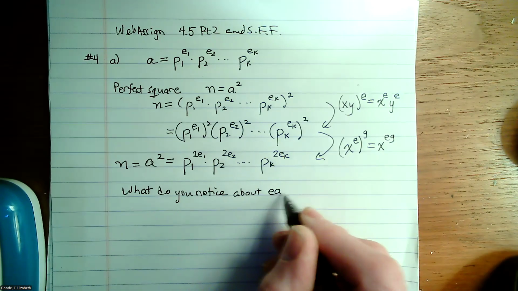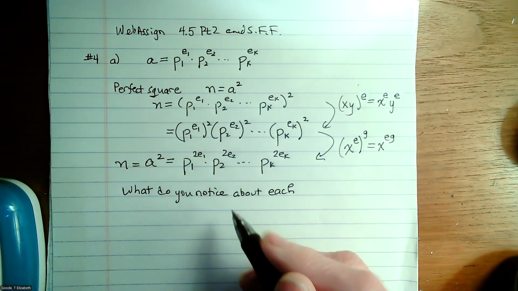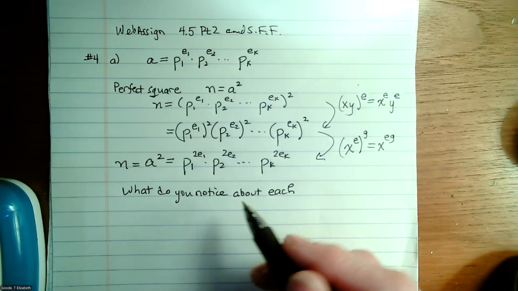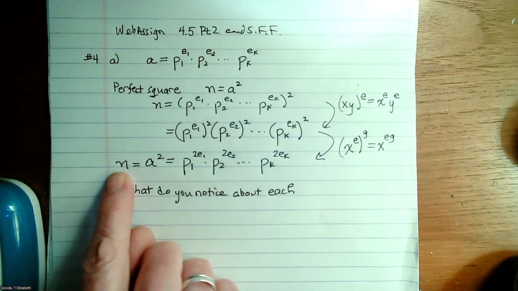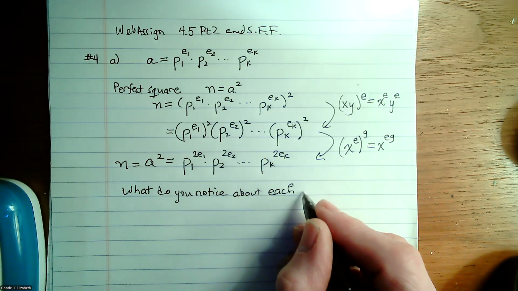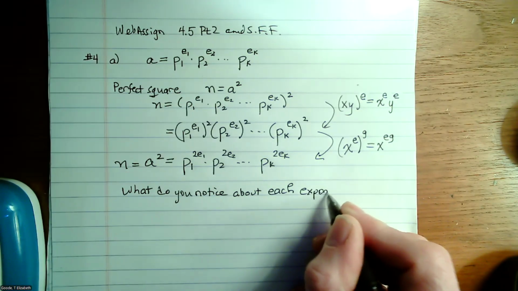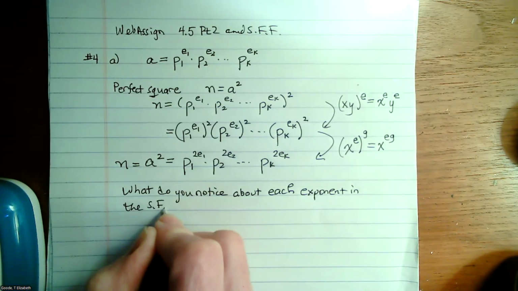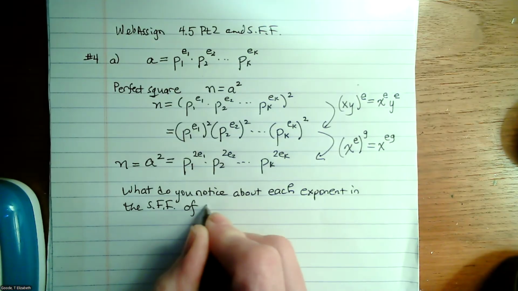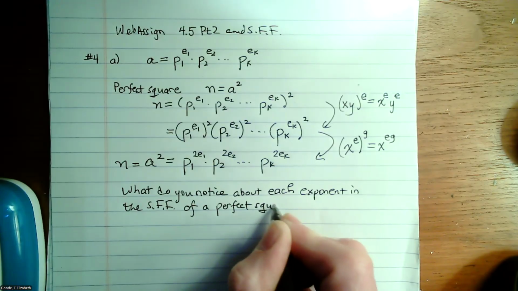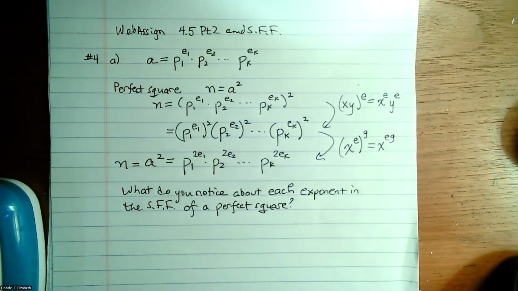It moves from lower to higher? Oh yeah, the primes sure do. We always write the primes in ascending order, but that's true whether or not the integer n is a perfect square or not. Do you agree? Yeah. So what do you notice about each exponent in the standard factored form of a perfect square? Which is what we are looking at when we're looking at this n right here.